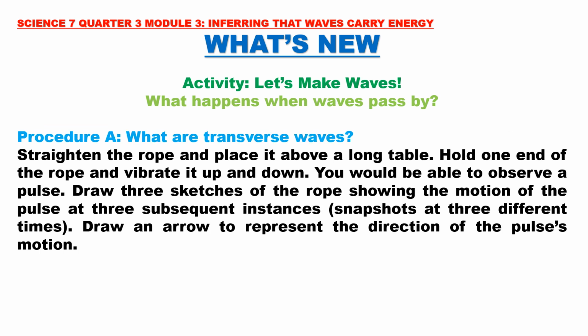Procedure A, what are transverse waves? So to answer this question, we need to do this. Straighten the rope and place it above a long table. Hold one end of the rope and vibrate it up and down. You would be able to observe a pulse. Draw 3 sketches of the rope showing the motion of the pulse at 3 subsequent instances. Draw an arrow to represent the direction of the pulse's motion.